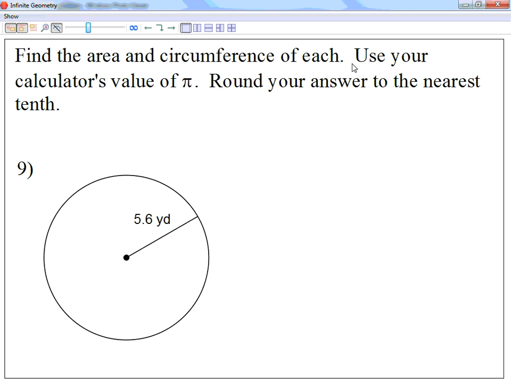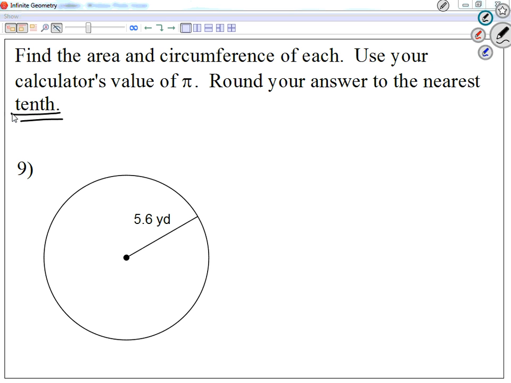Find the area and circumference for each. Use your calculator's value of pi. Round your answer to the nearest tenth. Remember, tenth is 1 decimal place, because we think of the number 10, there's 1 0, so 1 decimal place.